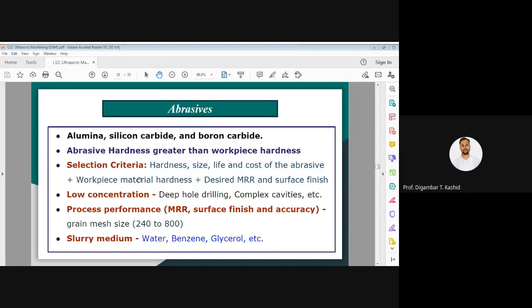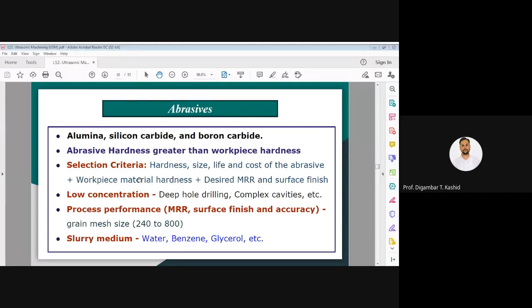Again, process performance: how to measure the performance. Material removal rate, surface finish, and accuracy. You can take grain size, mesh size, average grain size 240 to 80, and the medium for the slurry you can take water or benzene or glycerol. So these are the mediums we can take for the slurry, because the abrasives are there, so we have to carry them.